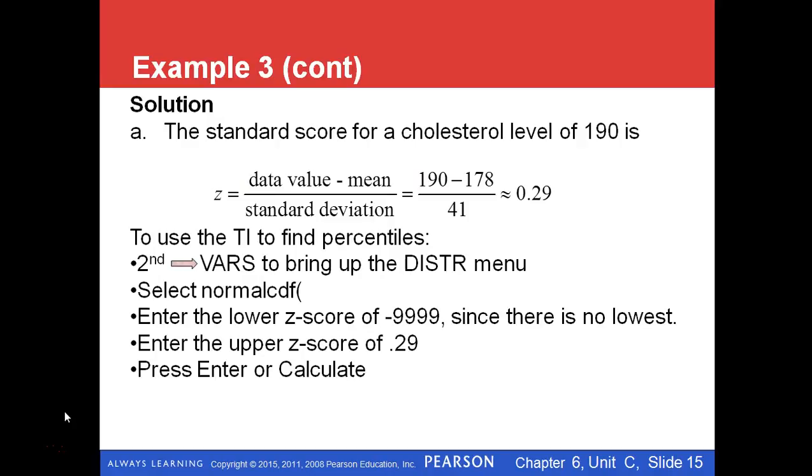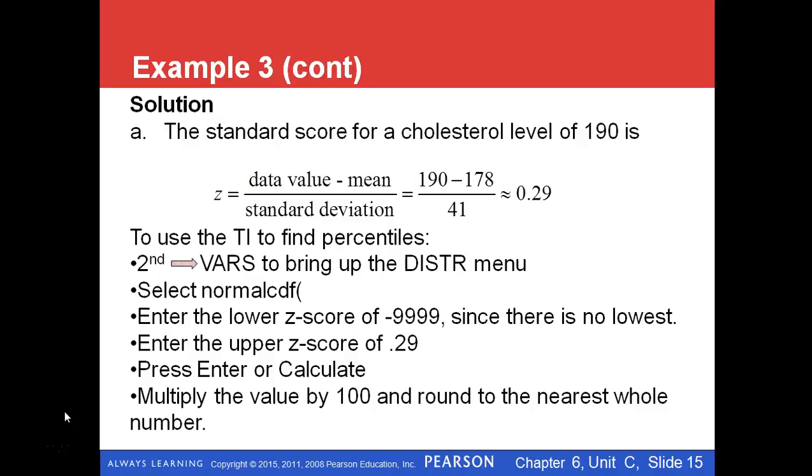Press enter or calculate, and then multiply that value by 100 and round to the nearest whole number. That would be 61. So you would be in the 61st percentile. If you had a cholesterol level of 190, essentially your percentile is saying that you have a higher cholesterol level than 61% of the other people in that same population.